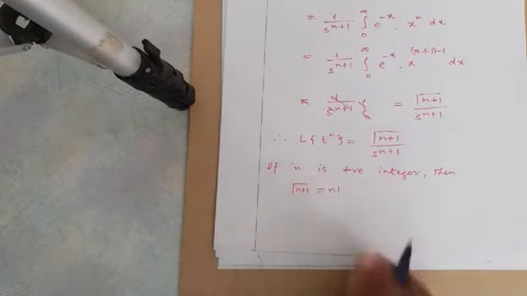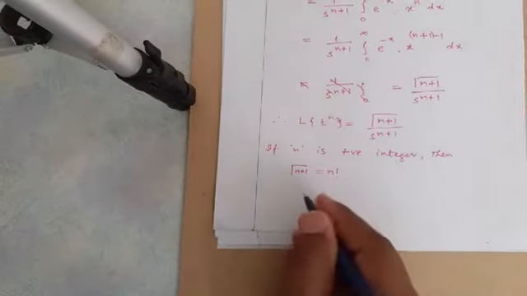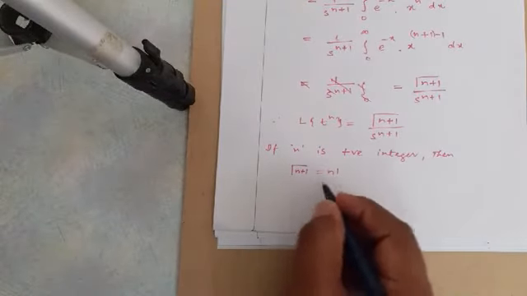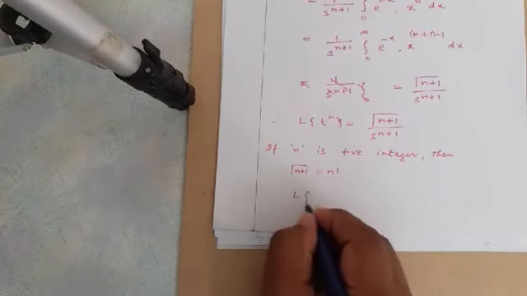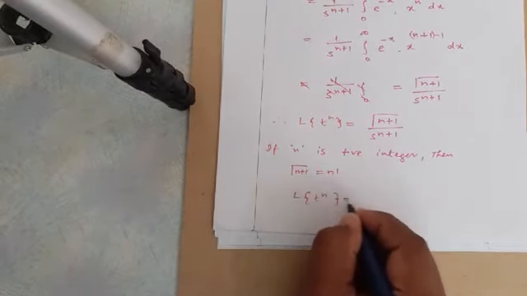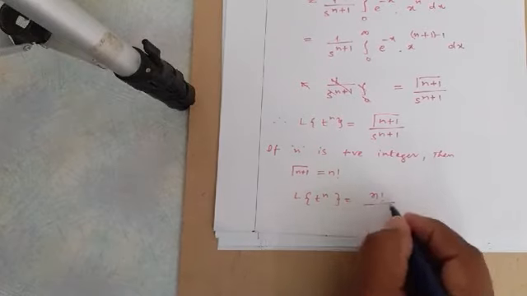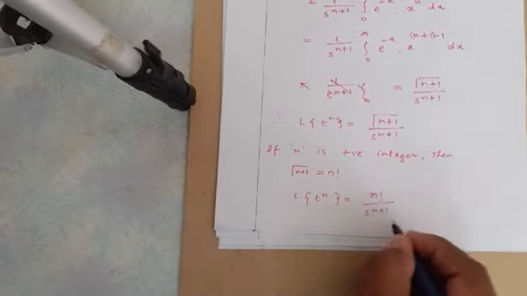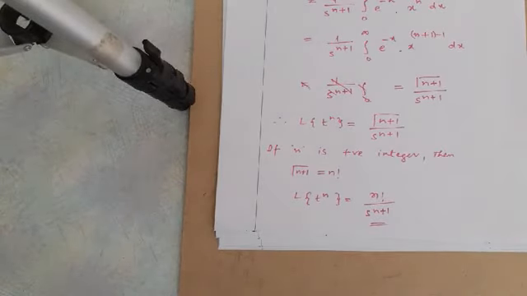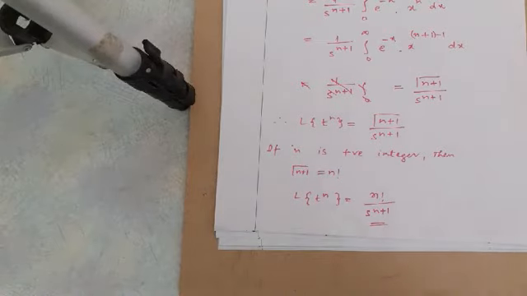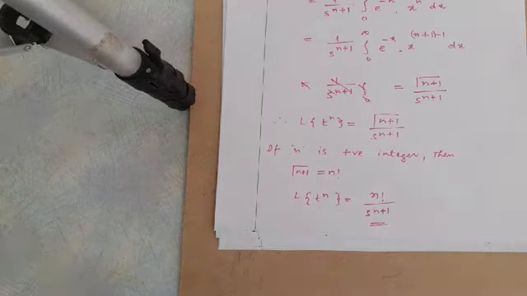I have told you before, when we are doing problems based on gamma function, in the place of gamma n plus 1 we have to write n factorial. So Laplace of t power n is equal to n factorial upon s power n plus 1. In this way we do the problem when a problem is given in terms of gamma function. In this way we find L of t power n. So let us go for next.